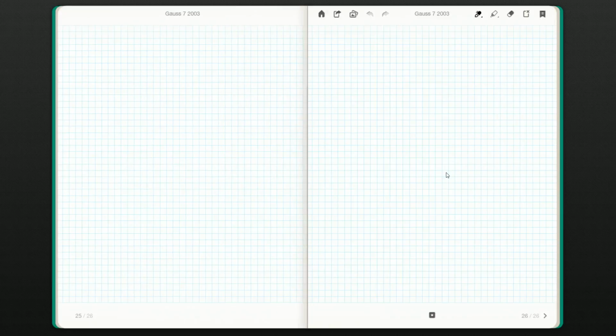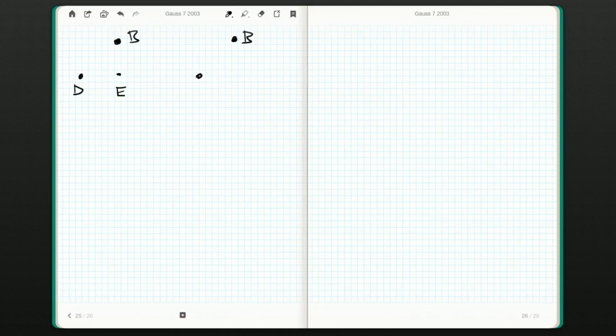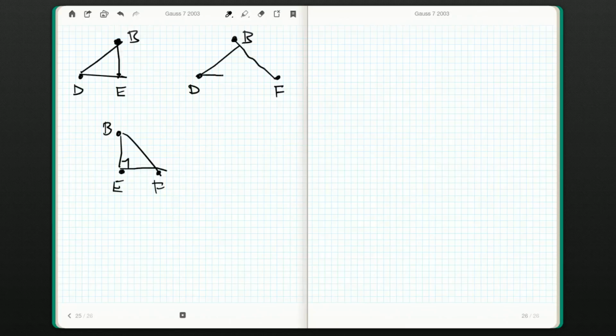Well, suppose our top point wasn't A. Maybe it's B. Well, we could have B, D, and E. Or we could have B, D, and F. Or we could have B, E, and F. Now, two of these are quite obviously right angled, but this third one is also right angled, and it's really hard to tell.